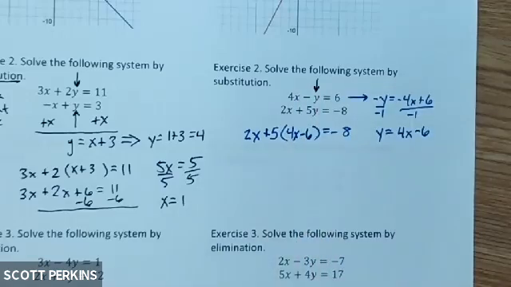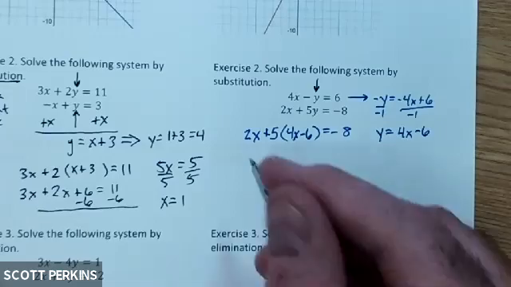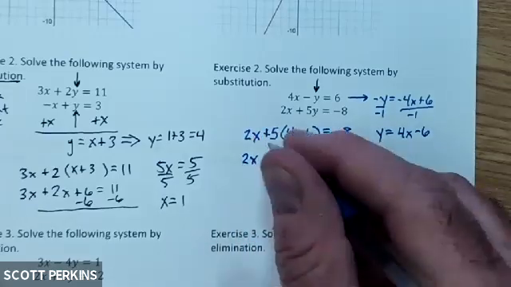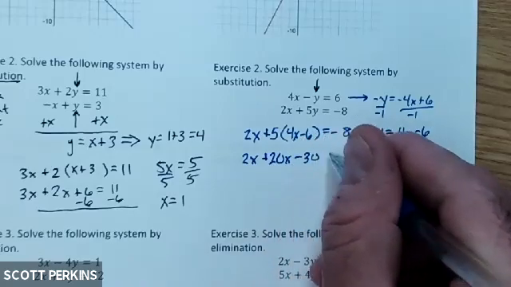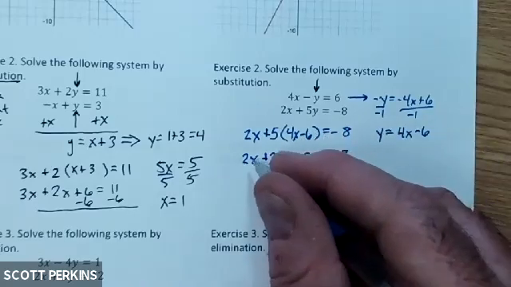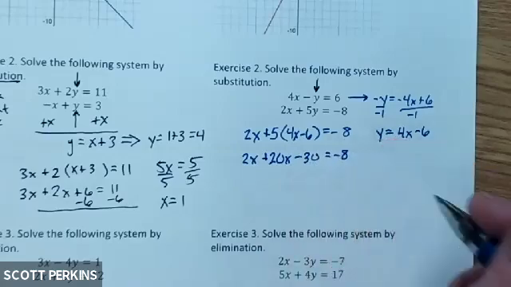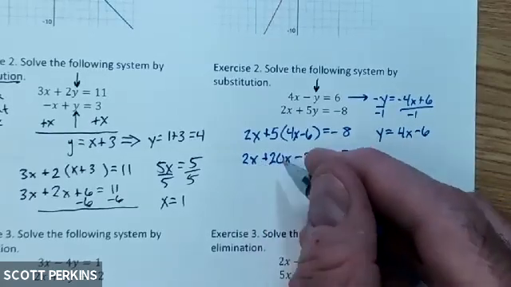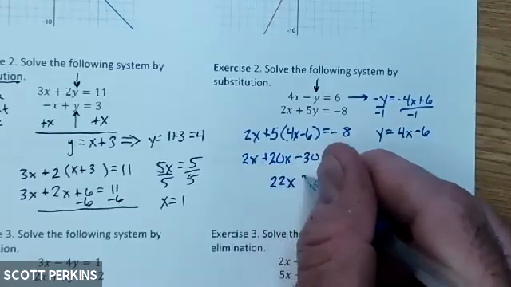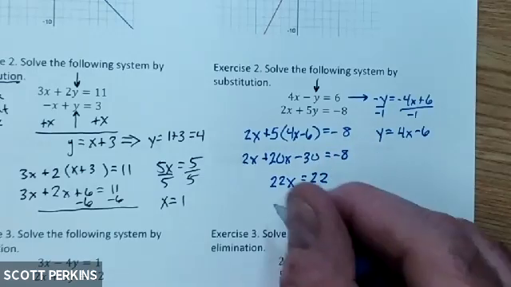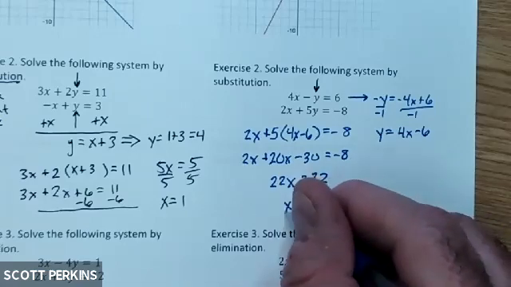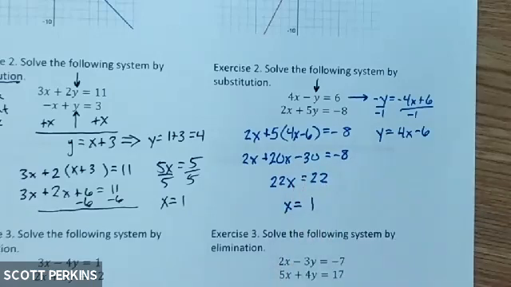And now this is just a fairly routine linear equation to solve. So I have 2x, I'm going to distribute, I have 20x minus 30 is equal to negative 8. I'm going to collect my like terms. I'm also going to add the 30 over. So 2x plus 20x is 22x. When I add the 30 over, I get 22. And now when I divide both sides by 22, we get x is equal to 1.